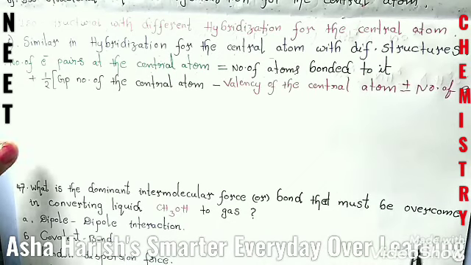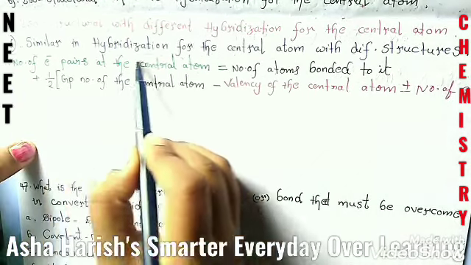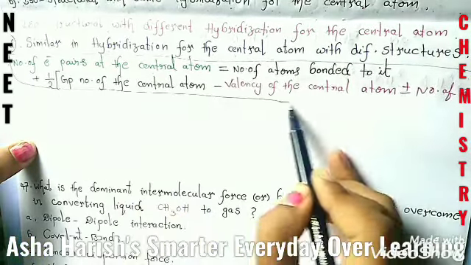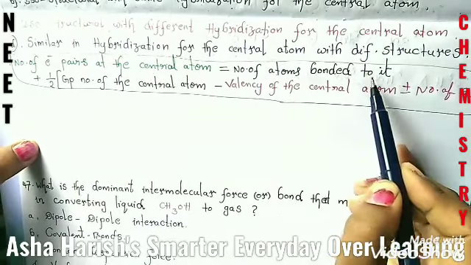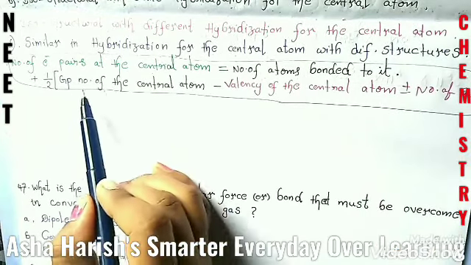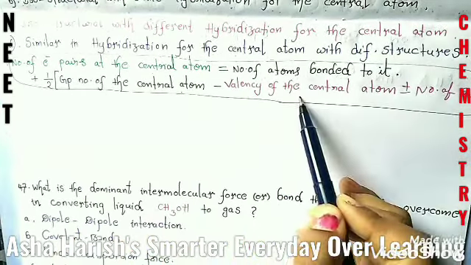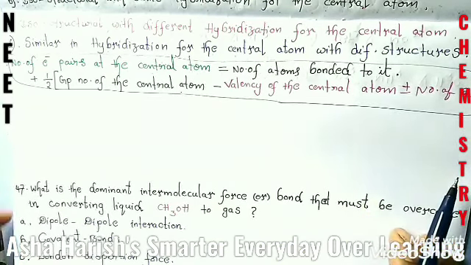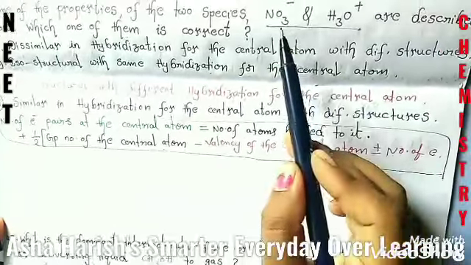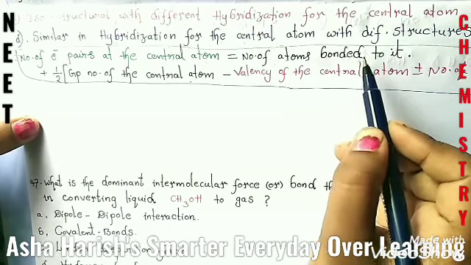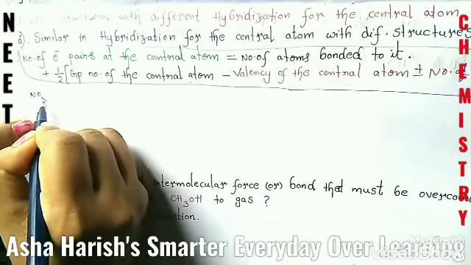Here we have the formula to find the number of electron pairs of the central atom. The number of electron pairs on the central atom is equal to the number of atoms bonded to it, the formula we discussed previously, students, plus half into group number of the central atom, minus valency of the central atom, plus or minus number of electrons. Basing upon this formula, we need to calculate the number of electron pairs for the NO3 minus and H3O plus ions. Okay students, I'm going to start with the first ion, NO3 minus.